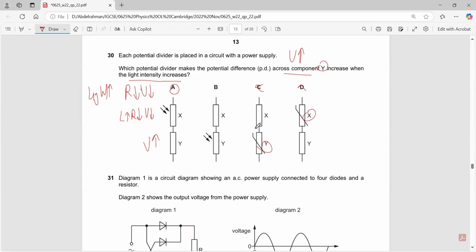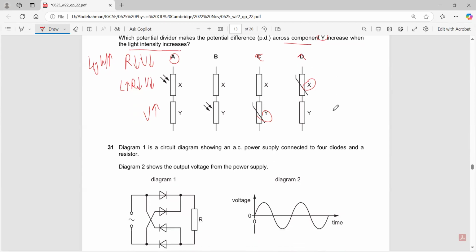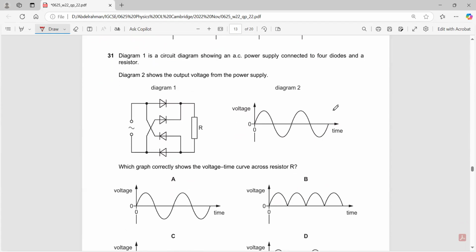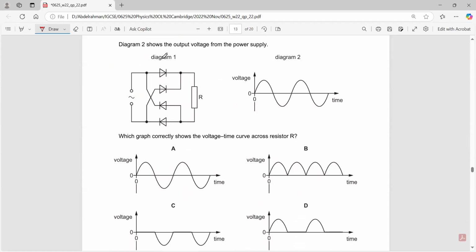Okay? Diagram 1 is a circuit diagram showing an AC power supply connected to four diodes and a resistor. Diagram 2 shows the output voltage of the power supply. Which graph correctly shows the voltage-time curve across resistor R? Across resistor R. Okay, this is a really nice question.